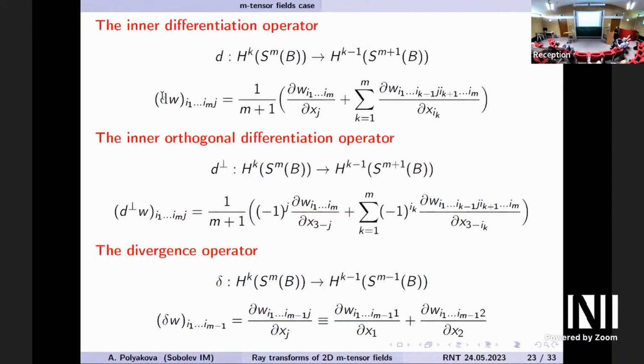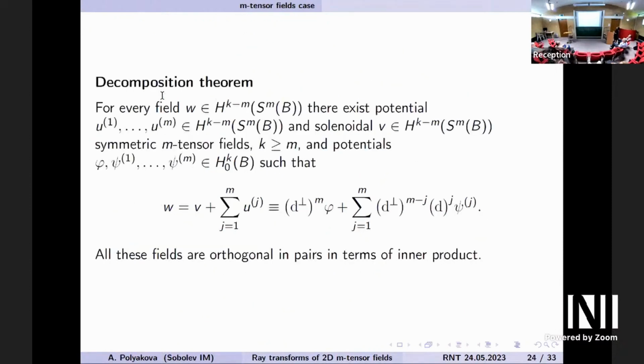And now we can show result for m-tensor. Here, operators of D, the orthogonal, and divergence operator are defined as follows. I can't write how it works, but I hope that after two tensor field case, this is clear. And here, the decomposition theorem we have in such form. We work with M tensor field. M tensor field is decomposed in sum of M plus one parts. One part is solenoidal, and M parts of potential. And all these parts are solvable at the boundary.